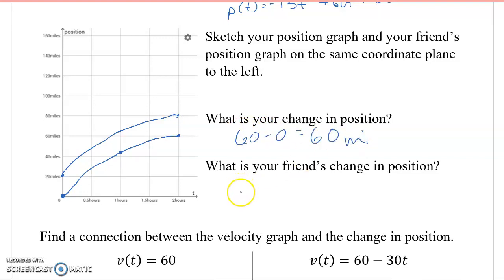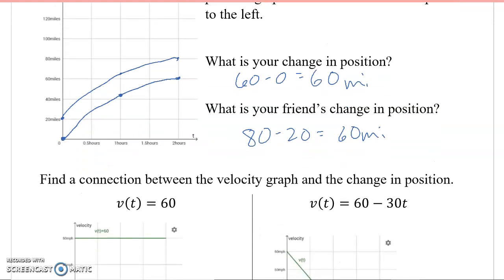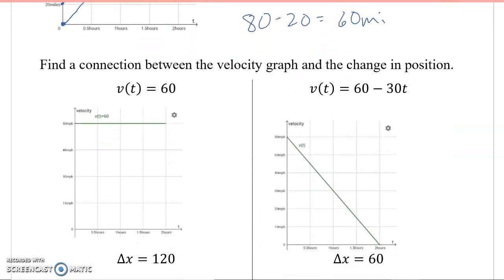and your friend's change in position is 80 minus 20, or 60 miles. And again, it's not at all surprising that your change in position and her change in position are the same because your velocities are the same at all points in time. So now we want to try to find that connection. What is the connection between the velocity graph and the change in position?